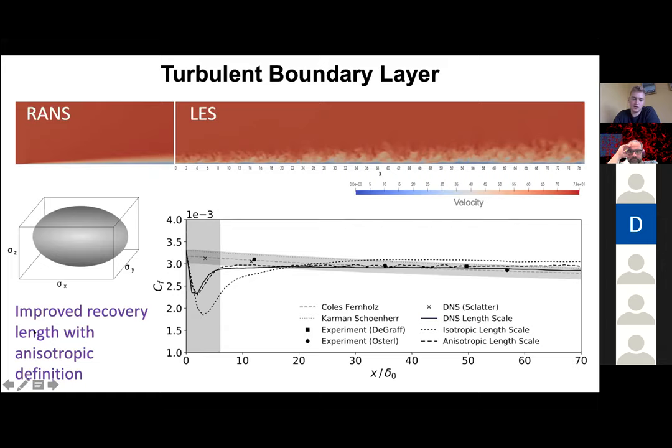By modifying the definition of the length scale to one that has anisotropic eddies, throughout the domain, they're defined based on the Reynolds statistics of the RANS to be shaped more realistically. We managed to shorten this recovery length quite considerably, down to about 5 or 6 boundary layer thicknesses downstream of the inlet. We have recovered this coefficient of friction.